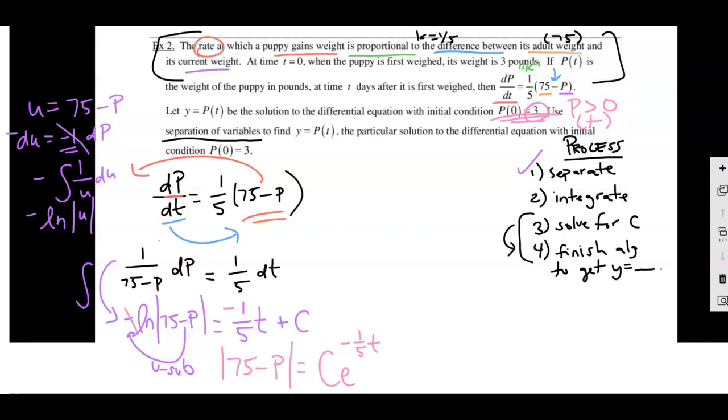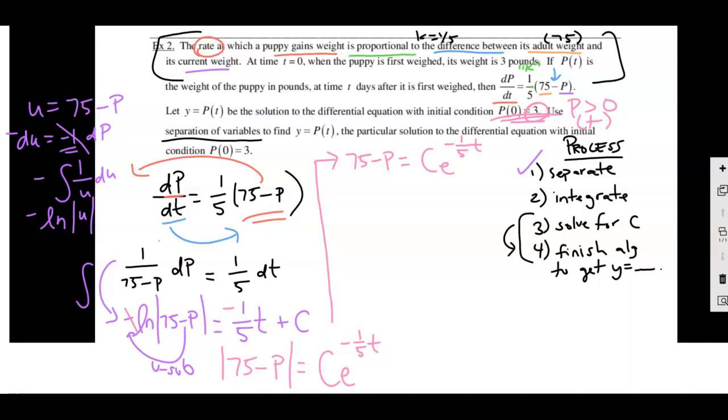So what's really nice is that when I have that positive term, I do not need to worry about the absolute value. I can just drop those, and then I don't need to do anything else. So I've got 75 minus p equal to c e to the negative 1/5 t. If you wanted to finish the algebra, you could, or you could solve for c right now.